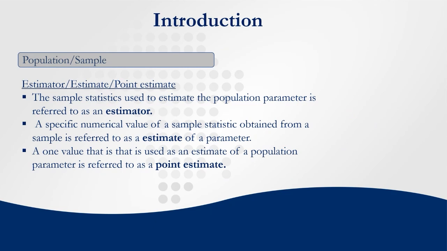Then the value that it would have estimated, we say it's an estimate. So once I have the sample mean, that sample mean is an estimate of a parameter. And then one value that is used as an estimate of a population parameter is referred to as a point estimate. Sometimes the estimate can be an interval. Sometimes it's a point estimate.